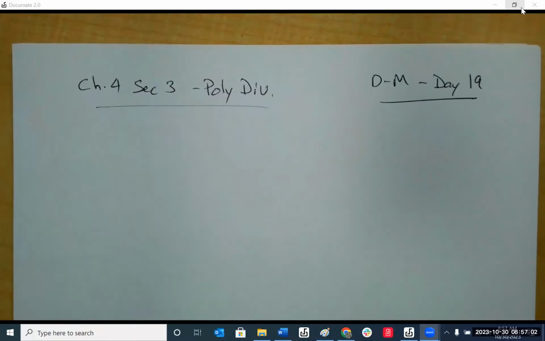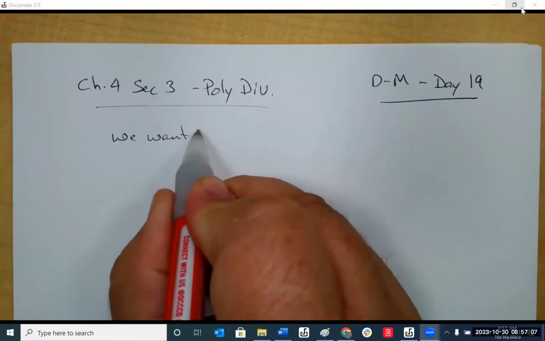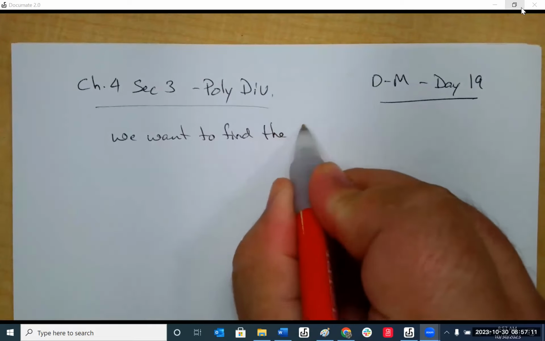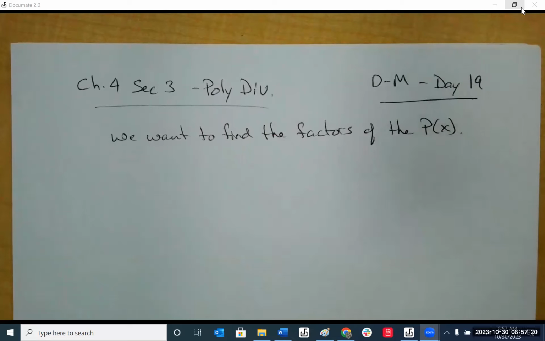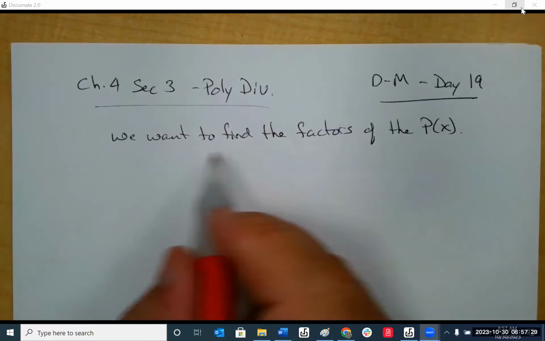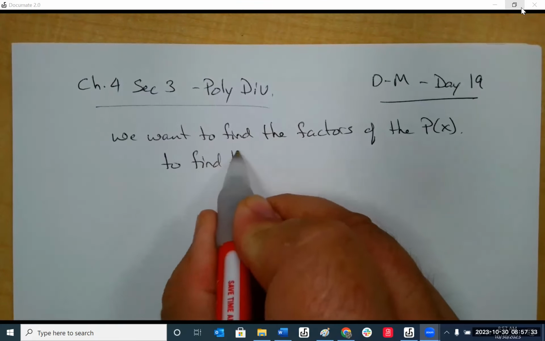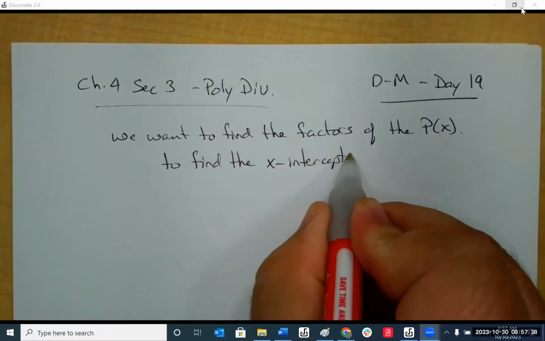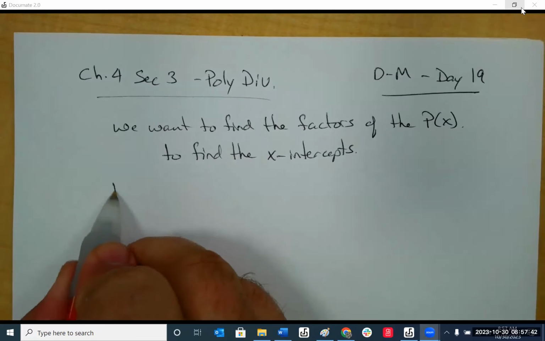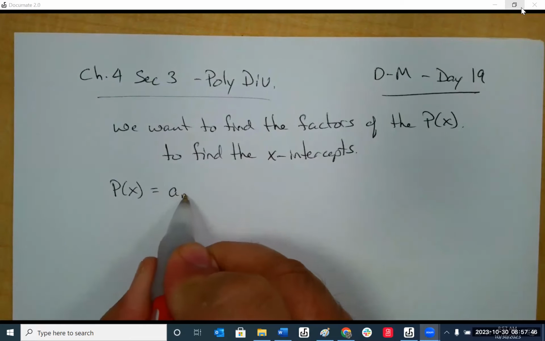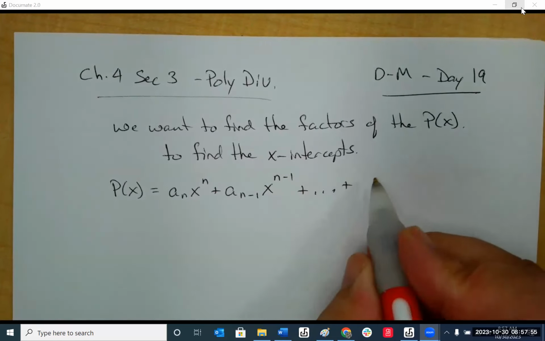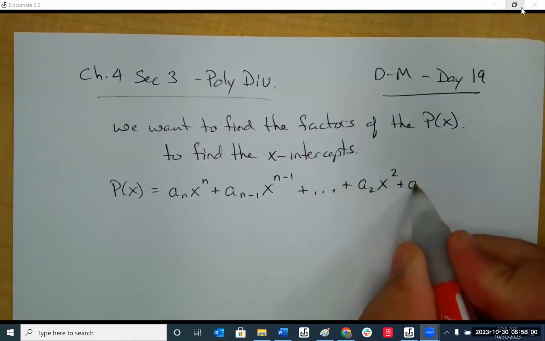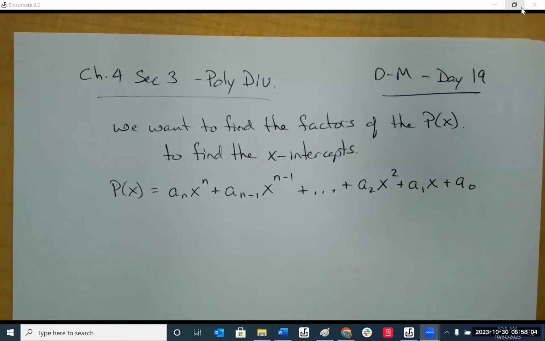This is what we're looking for. Remember, our entire purpose is we want to find the factors of the polynomial P of x. Because once you find the factors, then you can set them equal to 0, and you can find the x-intercepts. We need to find the factors of P of x to find the x-intercepts. From last time, remember, a polynomial of degree n looks like this. This is the degree.